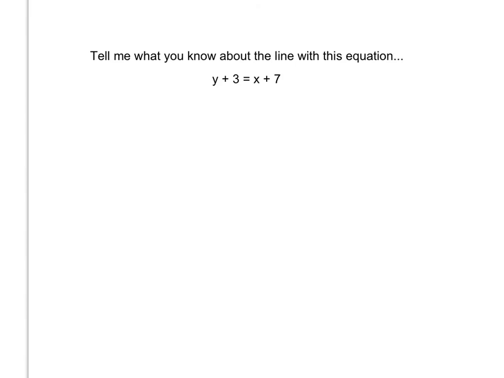In this one, I want to see if we can just use some reasoning here and figure out what we know about the line with this equation. Again, this whole lesson's about point-slope form, so really what you should be able to tell me from this equation is the slope and a point. Well, let's think about this. Here's point-slope form.